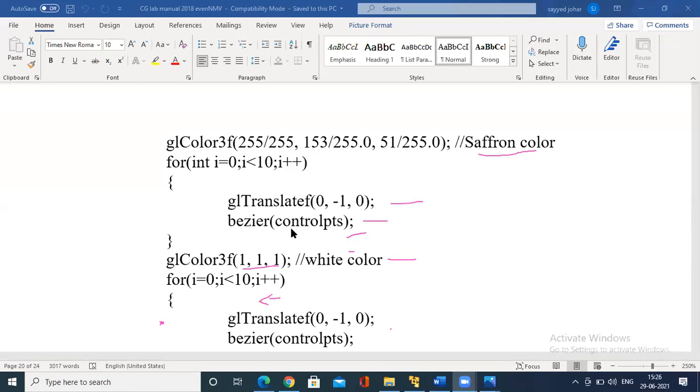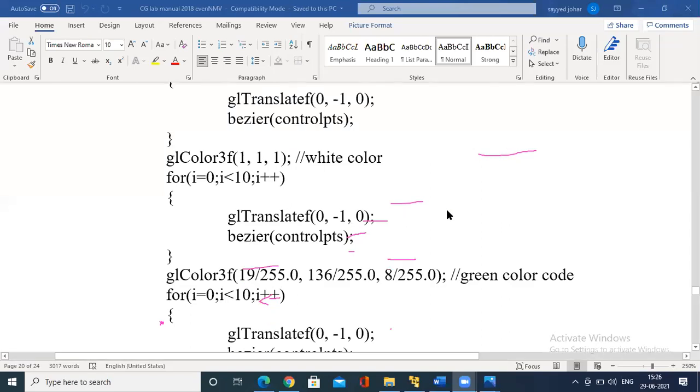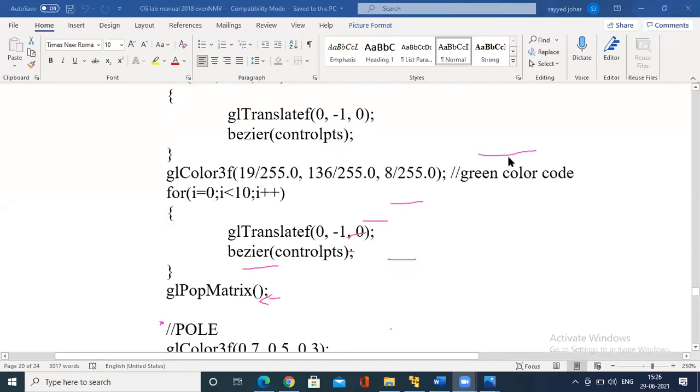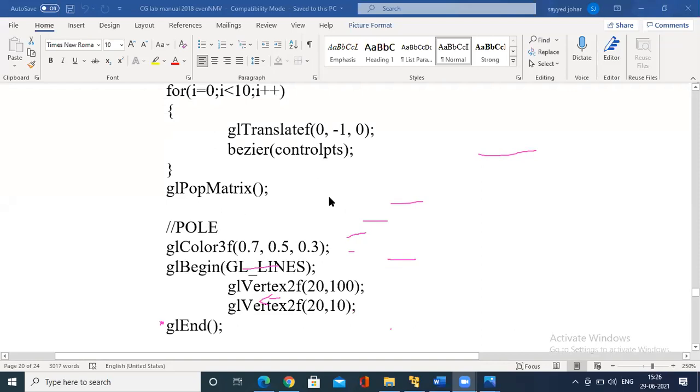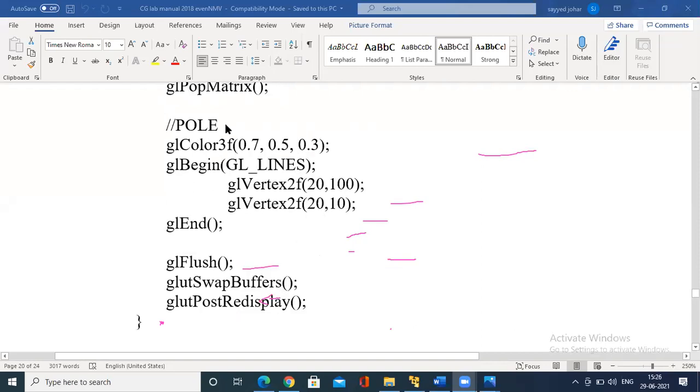How many control points are there? Four control points are there. Again, with respect to saffron color, this is placed, right? Saffron, white, green. Then you have to draw the pole also, no? So for a pole, you have to pop always after that. Again, you have to draw a pole.